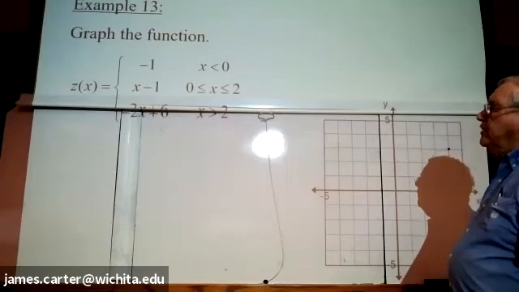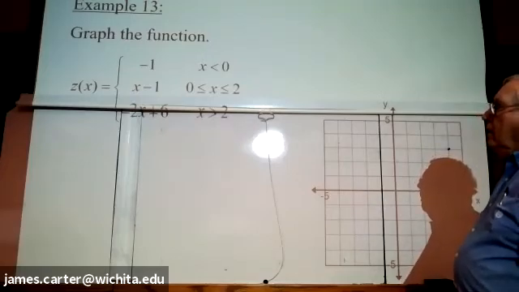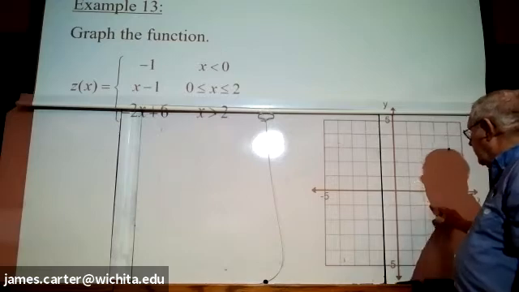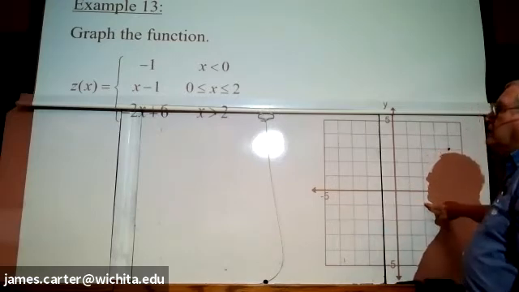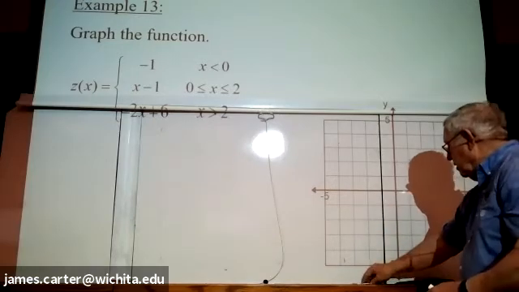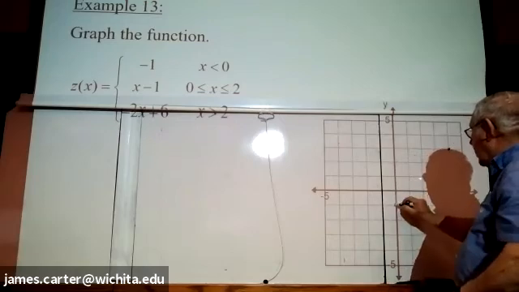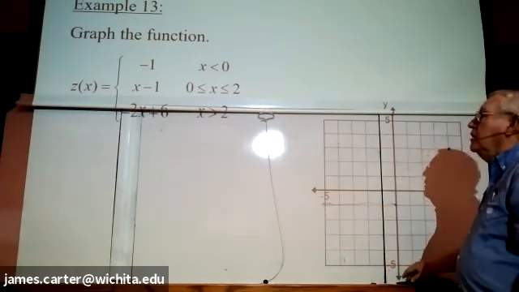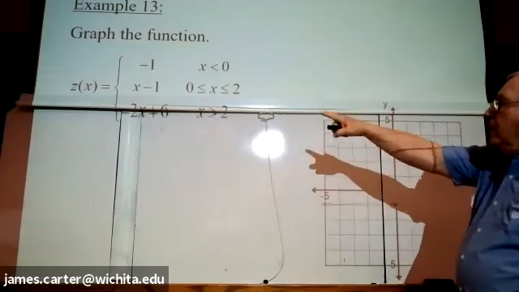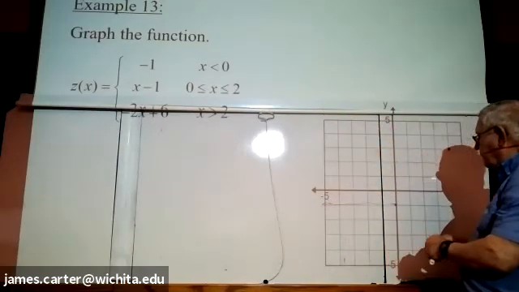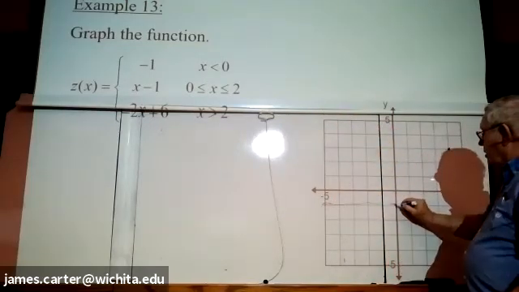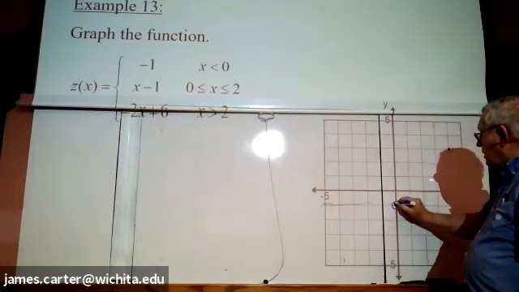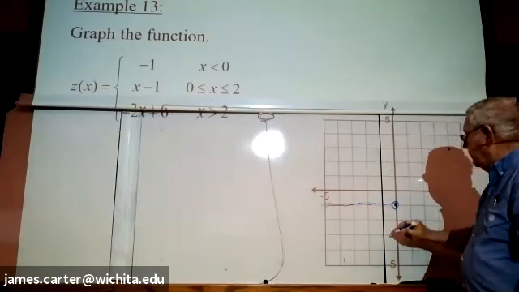Okay, we got to graph these again. Horizontal line at -1. X is less than 0. So in other words, we're just going to have this. Okay, the next one, x -1. So here's the y-intercept. Oh, by the way, this would be an open circle there.